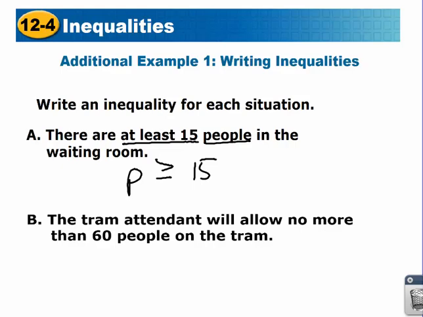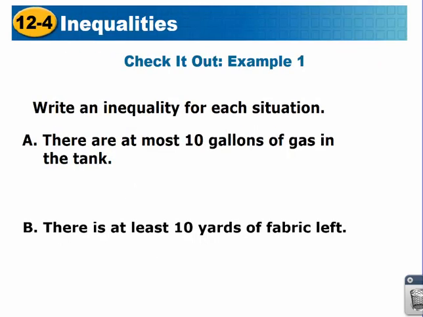Okay, so let's look at another one. The tram attendant will allow no more than 60 people on the tram. Well, a tram is like a bus. Okay, so it says will allow no more than 60 people on the tram. So I'm going to again use P for people. Okay, and 60 is our number. Now is that number a minimum or a maximum? It says no more than 60 people. So that means this number here has to be smaller than 60. So a less than, but could 60 be on there? Yes. So it's less than or equal to. So what I'd like for you to do is pause the video and you try these 2 on your own. Okay, let's see how you did.